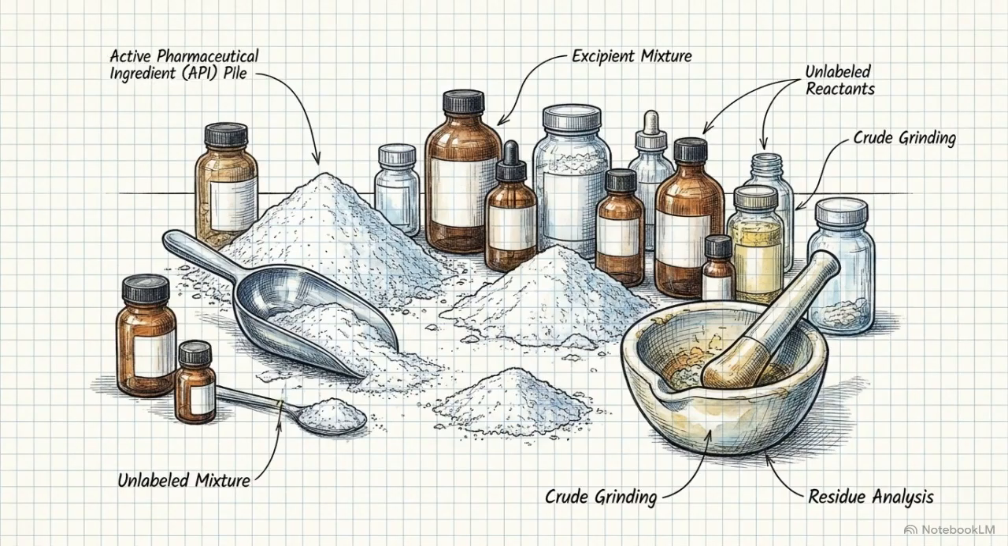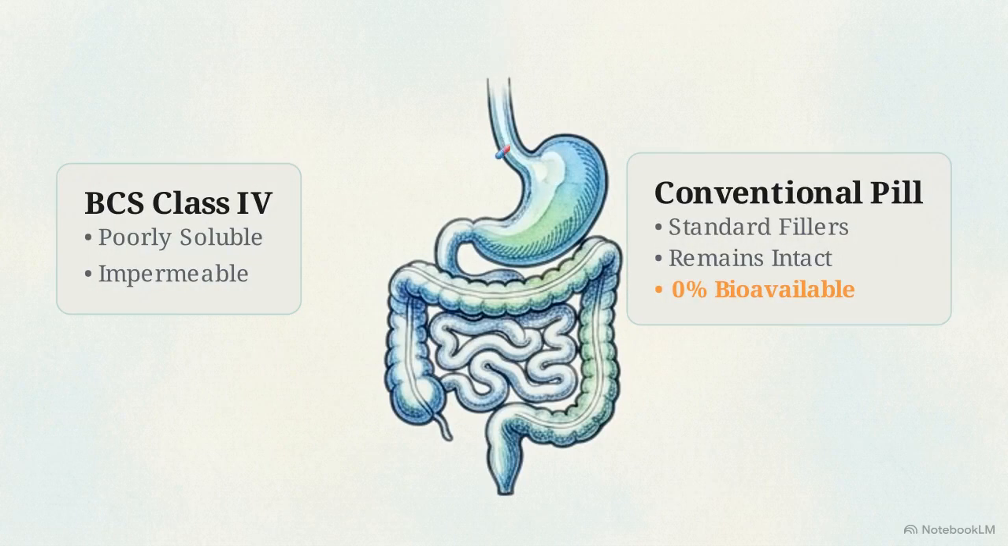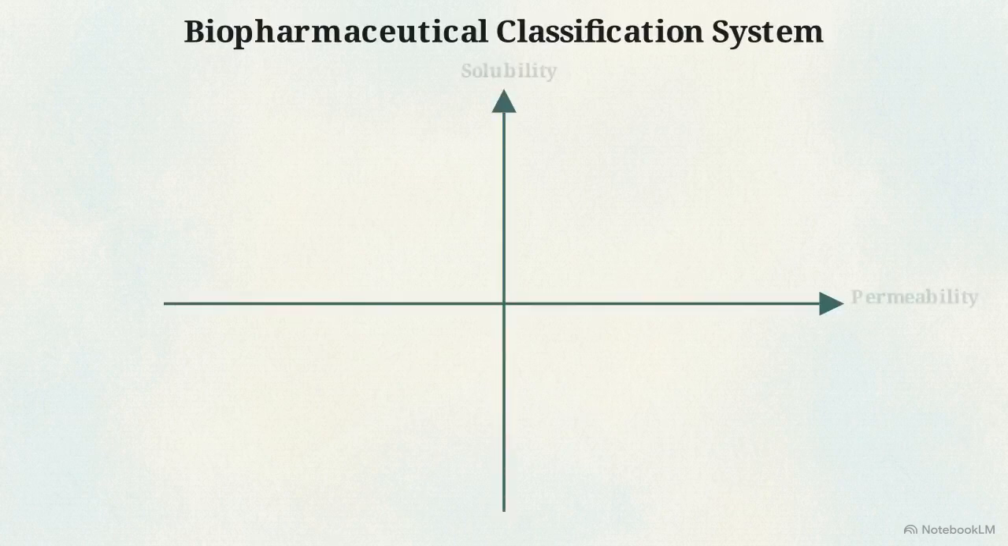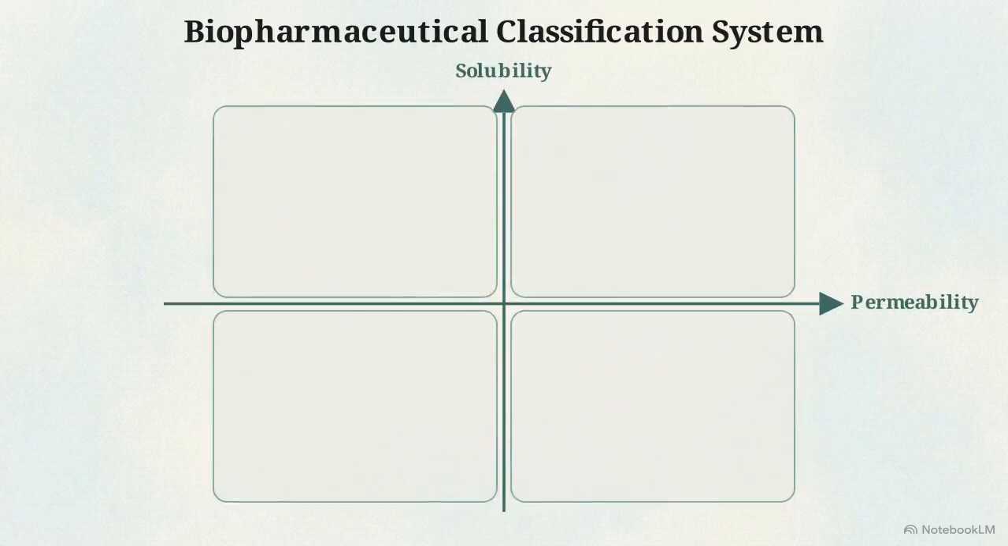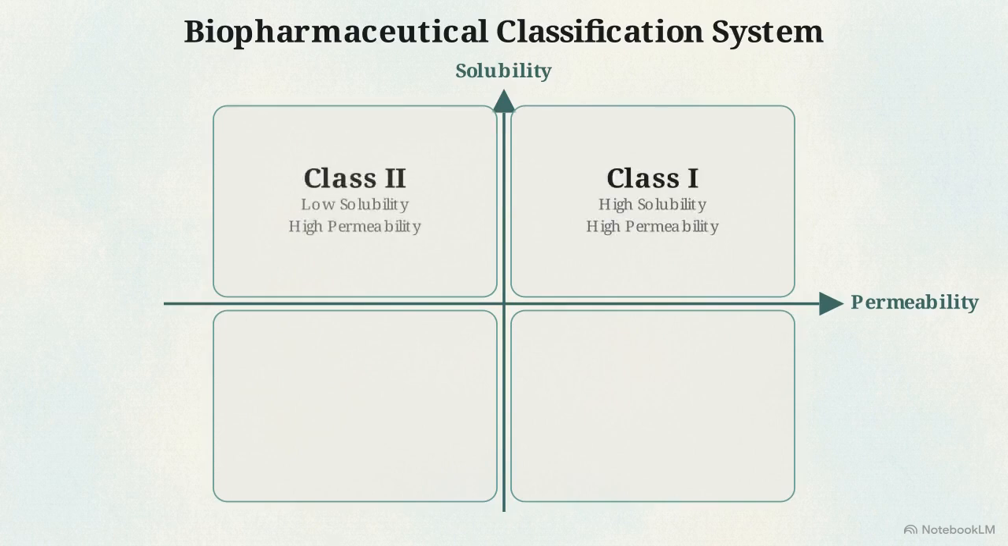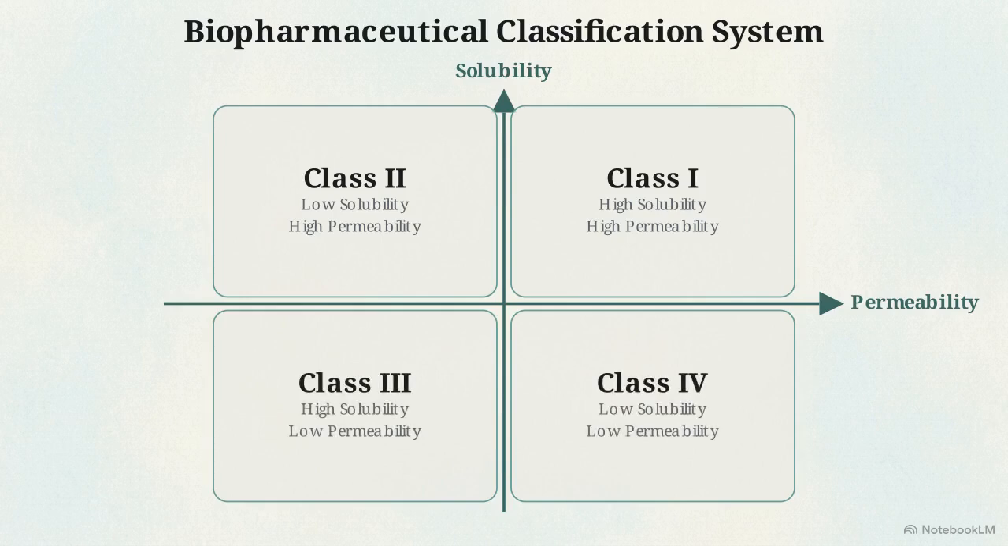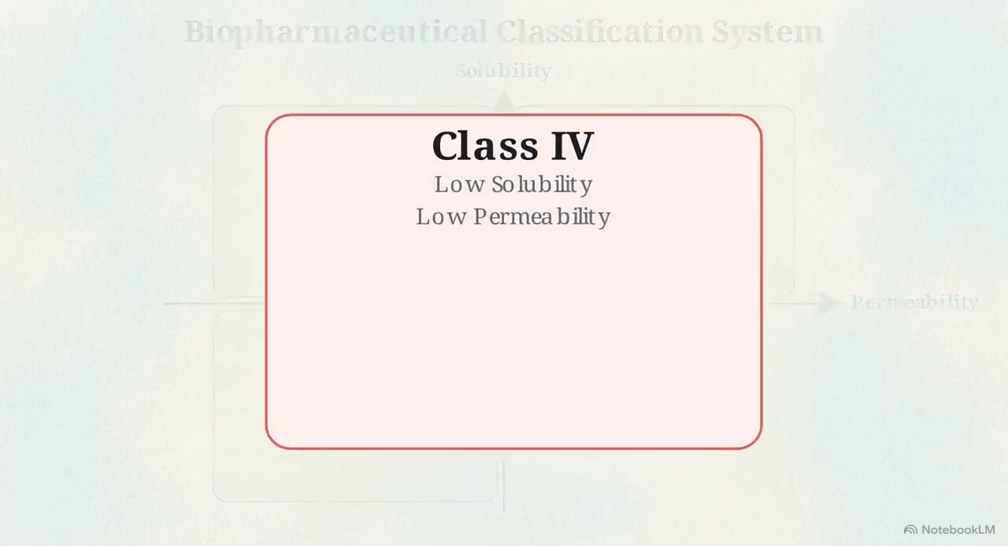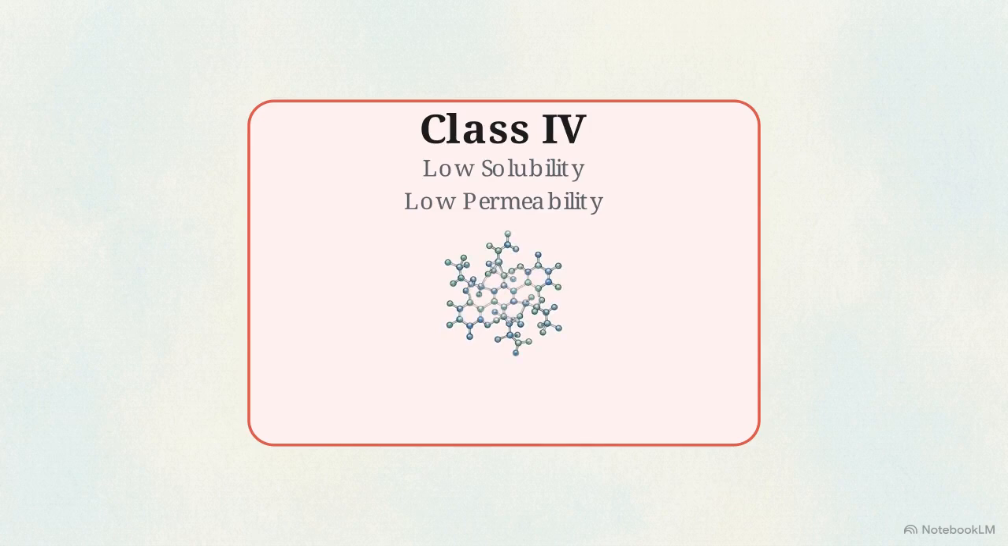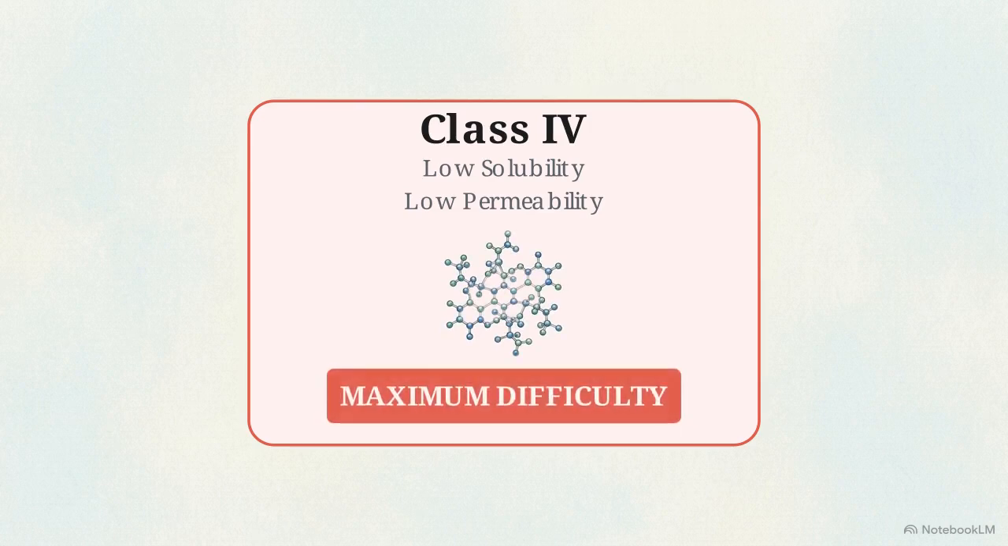For decades, pharmaceutical engineers relied on empirical, trial-and-error mixing to create tablets. Throwing standard binders and fillers at a molecule like this results in a pill that passes straight through the digestive tract completely unabsorbed. This grid is the biopharmaceutical classification system. It categorizes drugs based strictly on their solubility and permeability, ranging from Class I, which easily dissolves and absorbs, all the way down to Class IV. This bottom right quadrant isolates molecules with both low solubility and low permeability.